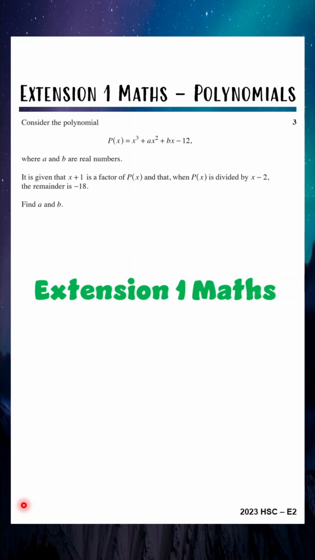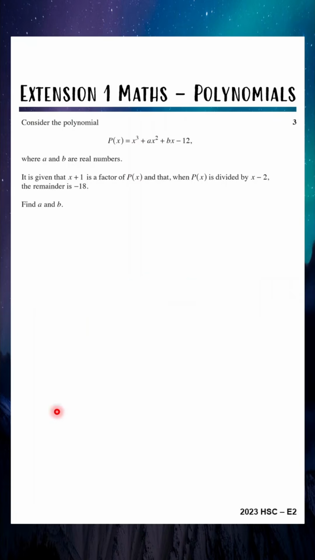For today we're doing an Extension 1 polynomials question from the 2023 HSC exam. We have a polynomial and we're trying to figure out the real numbers a and b. The question says that x plus 1 is a factor of p of x. Now that straight away tells me that when I put minus 1 into the polynomial, I'm going to get an answer of 0. That's called the factor theorem right there.